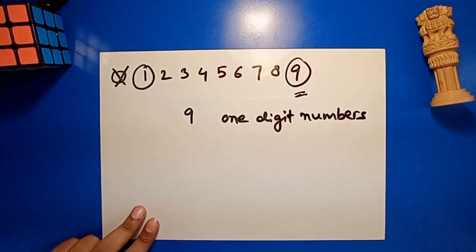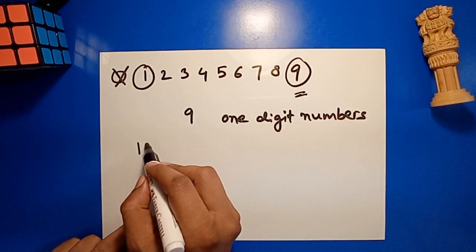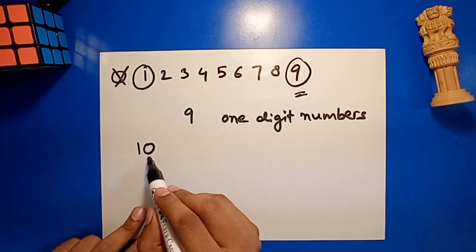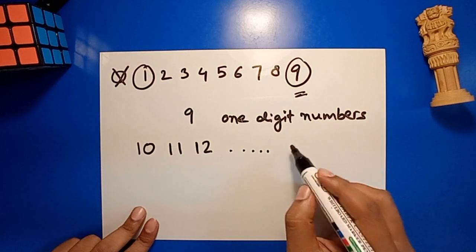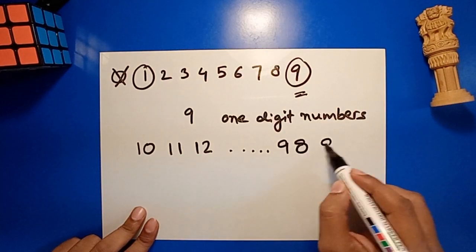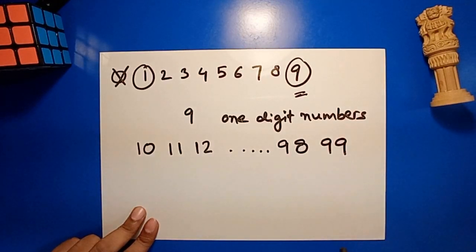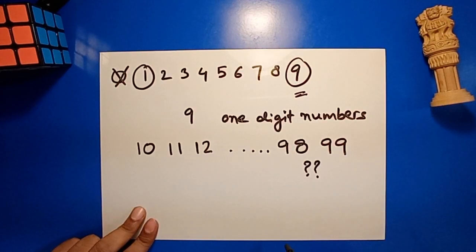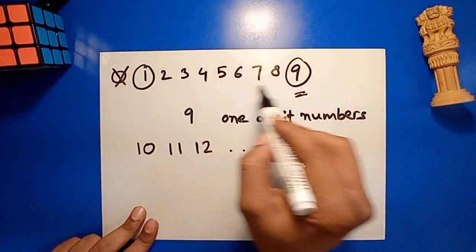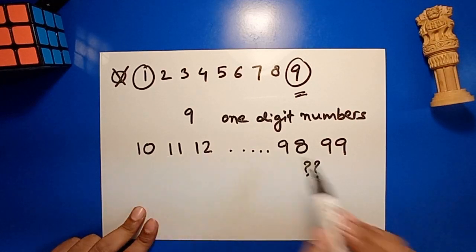Now, can we also count how many two digit numbers there are? So, what are the two digit numbers? The smallest two digit number is 10, right after 9, then 11, 12, and so on up to 98, 99. And after 99, we will have 100, which is a three digit number. So from 10 to 99, how many numbers are there? Now, unlike one digit numbers, it's not really that easy for me to count them, right?